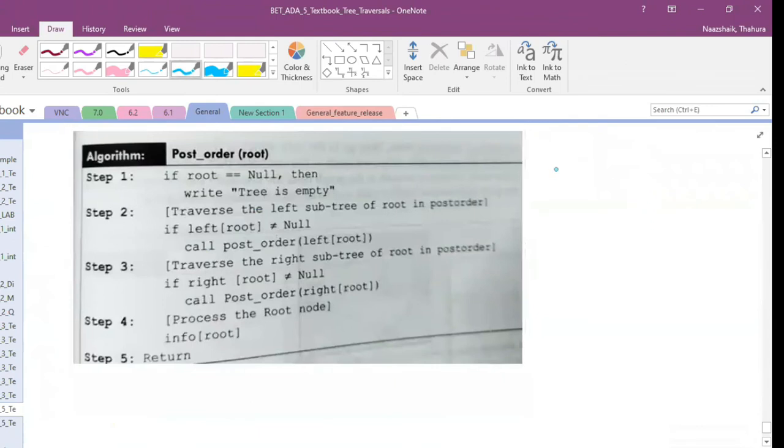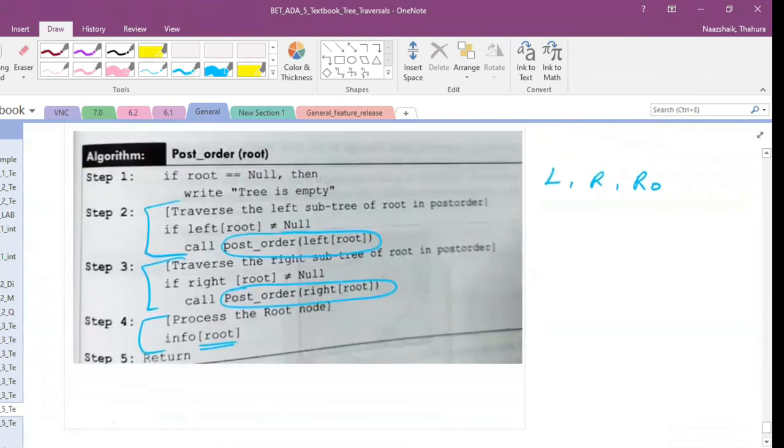Let's look at postorder. Post is what? Left, right, and root. So you check the left, you call the same recursion to the left, you check the right, so you call the same recursion to the right. And finally, you process the root. Okay.